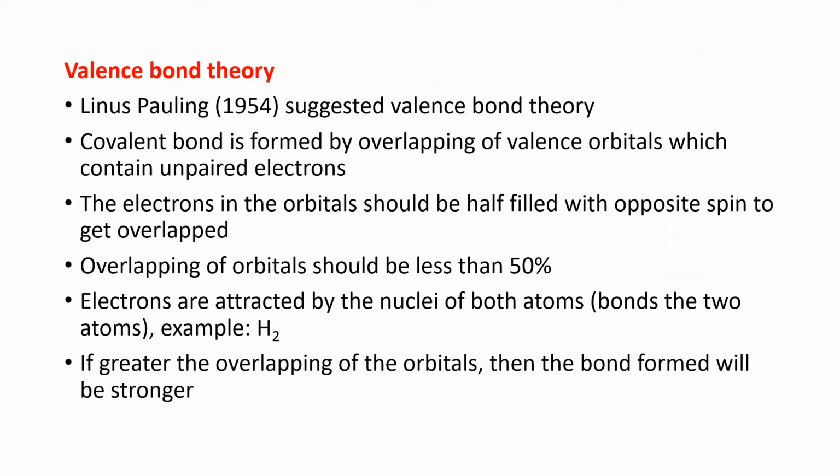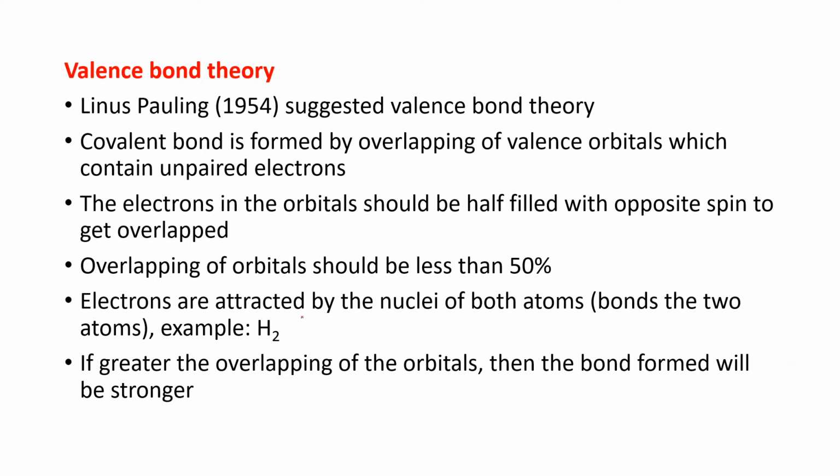The overlapping of the orbitals should be less than 50%. Let us consider this is one orbital and this is another orbital. In this case the overlapping should be less than 50%, like this. If you see here, this is less than 50%. What about 100%? This is 100%. In this case such a kind of bond formation will not be possible.